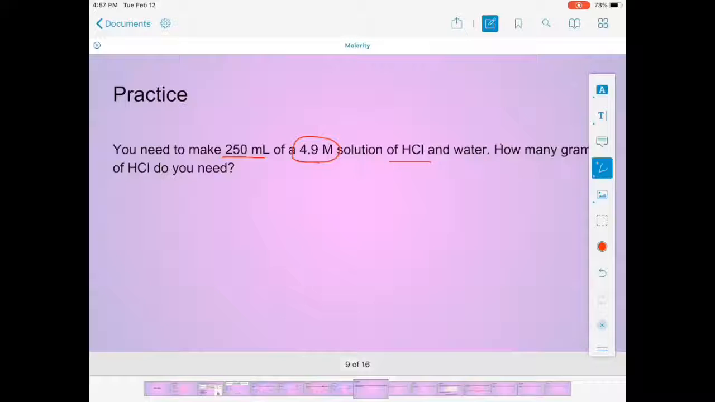So the first thing that we're going to do still is find our molar mass, H and Cl. Hydrogen has a mass of 1.01. And if we look on our periodic table at chlorine, chlorine has a molar mass of 35.45. So we add those two together and we're going to get 36.46 for our molar mass. That is the first step.